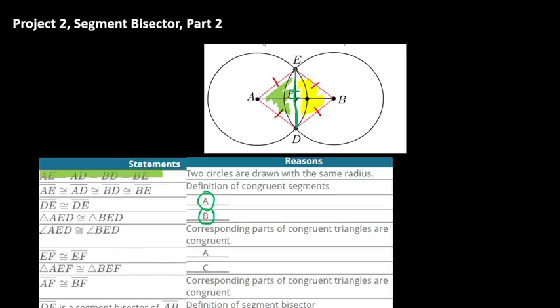Next, they claim that angle AED is congruent to angle BED. That AED right here is congruent to BED right here. We know that because those are corresponding angles of congruent triangles. So if the angles are from congruent triangles and they are corresponding angles, they must be congruent. And I know that, again, by the definition of congruent triangles.